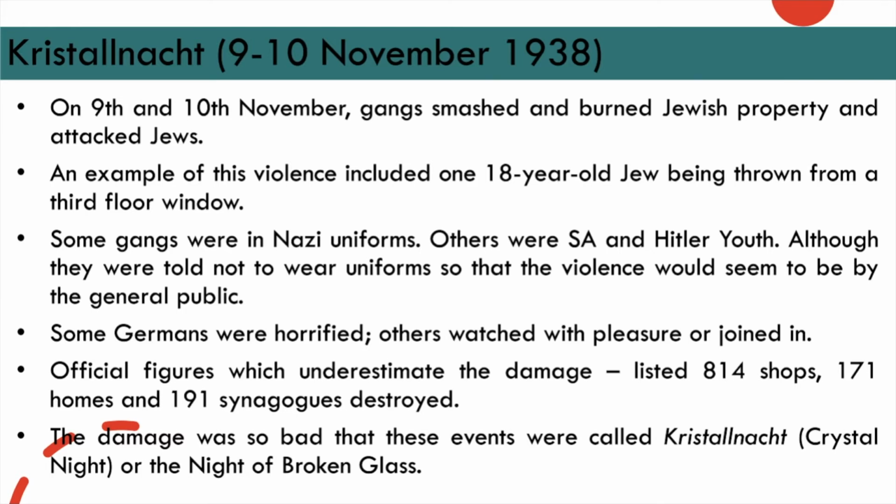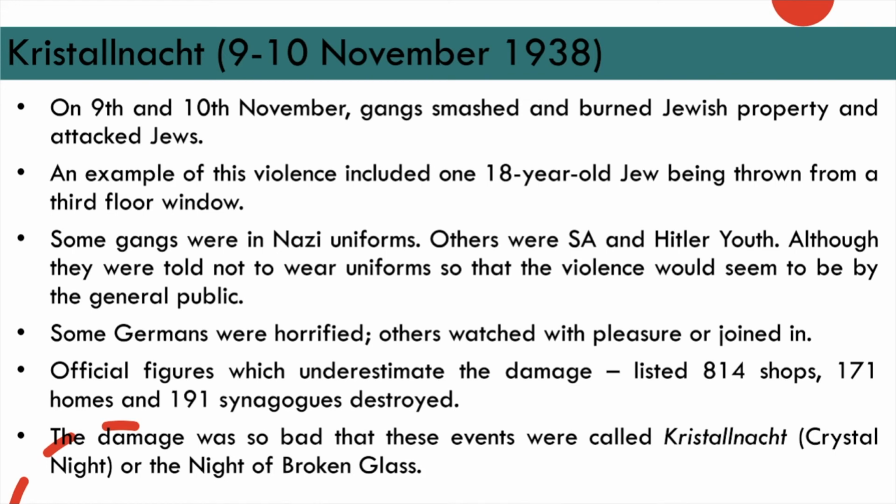On the 9th and 10th of November, gangs smashed and burnt Jewish property and attacked Jews. An example of this violence included one 18-year-old Jew being thrown from a third-floor window. Some gangs were in Nazi uniforms, others were SA and Hitler Youth, although they had been told not to wear uniforms so that it would seem the violence was from the general public. Some Germans were horrified, others watched with pleasure or joined in.